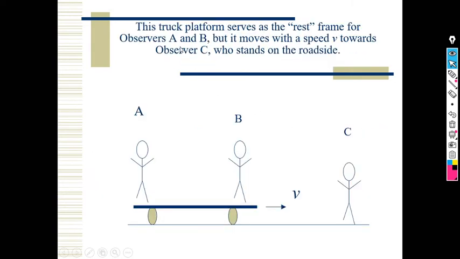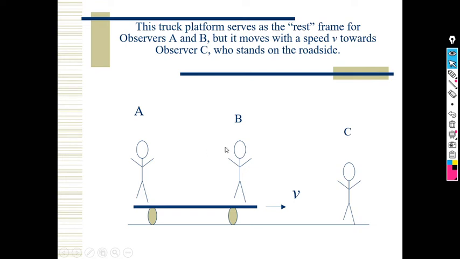Thus, this truck platform serves as a rest frame for observers A and B, but it moves with the speed v towards observer C, who stands on the roadside. Here there are three students, we can say A, B, C.